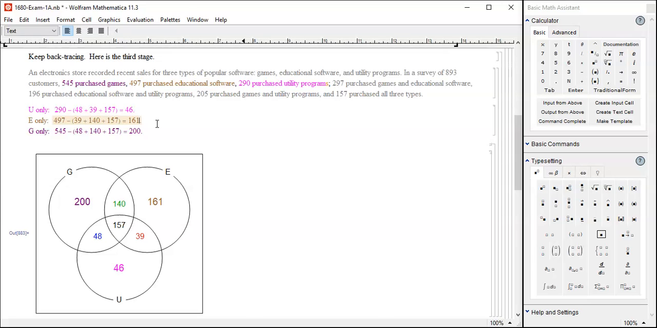Do the same thing for the game. 545 for this entire circle, but these numbers are already taken. So subtract and we have 200. We're almost there. If we have the outside, then we are going to be done.